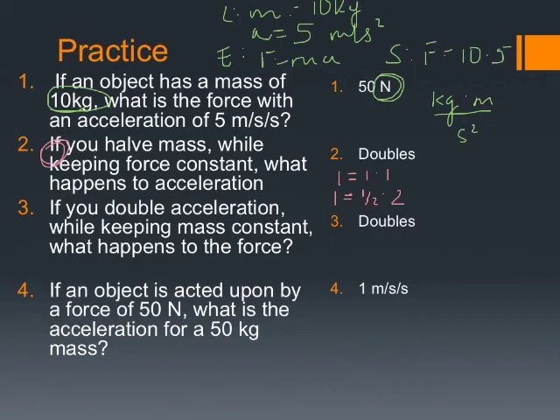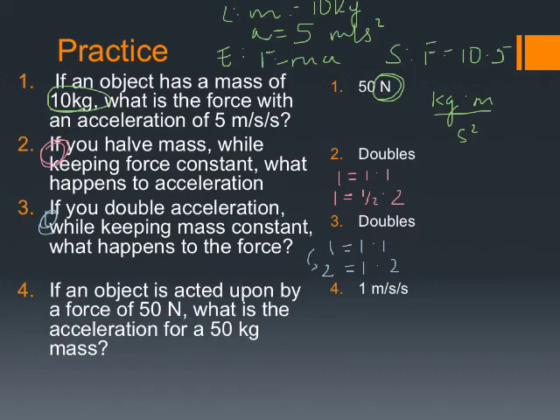So next one, we'll do this one in blue. If you double the acceleration while keeping mass constant, what happens to the force? Okay, so we're starting with 1 equals 1 times 1. Then you double the acceleration while mass is constant, so it's like this. Then 1 times 2 is 2. So you see, your force goes from 1 to 2, so it doubles.